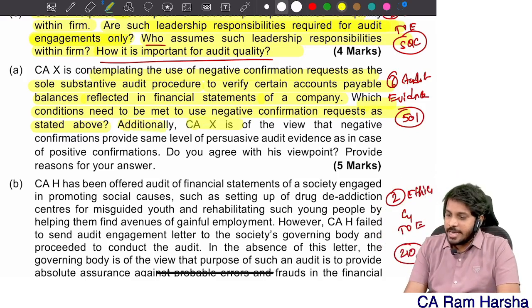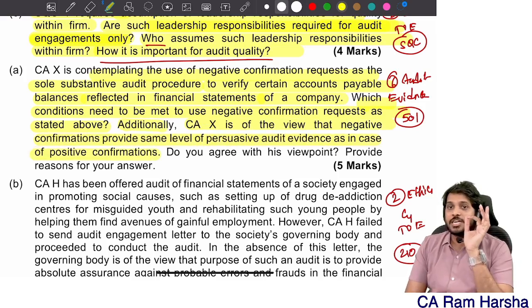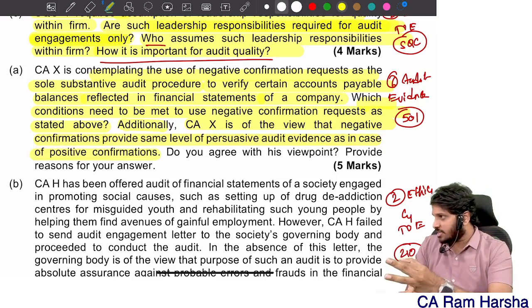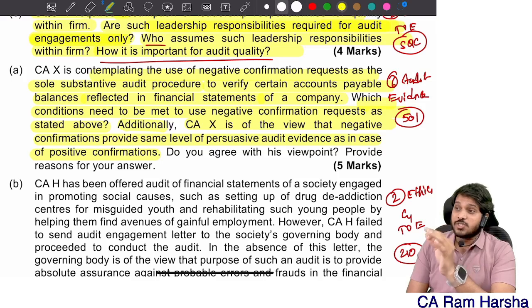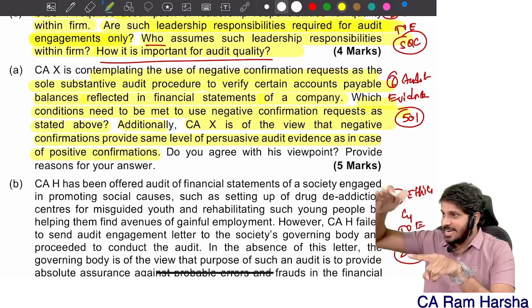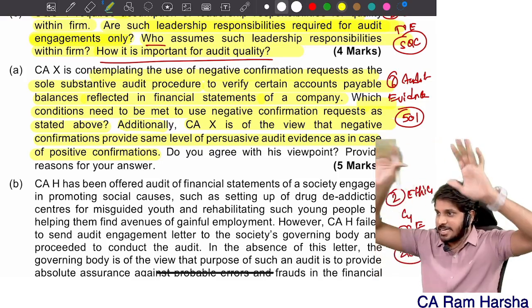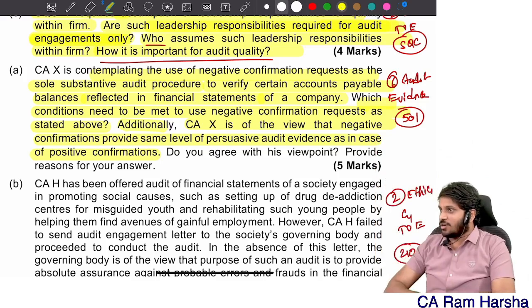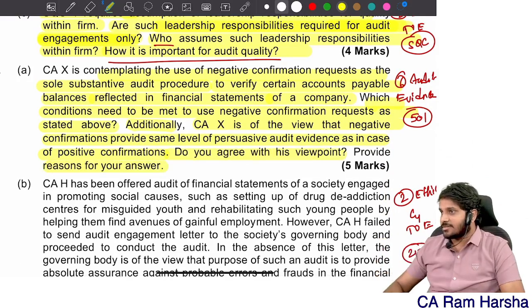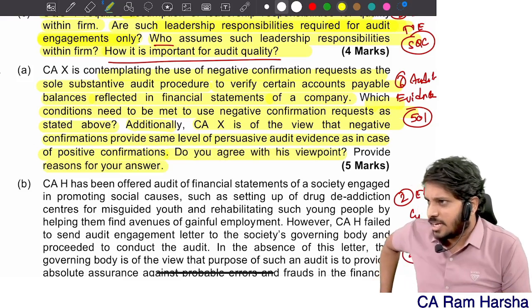Additionally, TAX is of the view that negative confirmation provides the same level of evidence as a positive one. No, a negative confirmation request provides less persuasive evidence than a positive confirmation request, because non-response to a negative confirmation request does not explicitly indicate that the third party is agreeing. There is a risk, yes or no? Do you agree with the viewpoint? Provide reasons. I told the reasons. Entire answer is over.